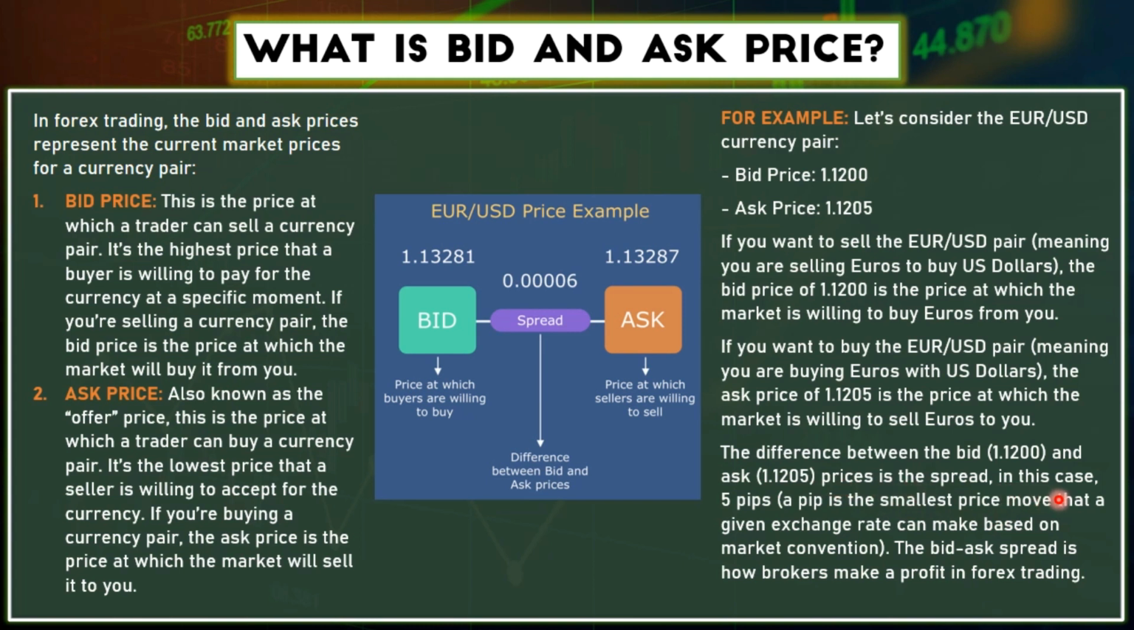In this case, the spread is 5 pips, where a pip is the smallest price move that a given exchange rate can make based on market convention. The bid and ask spread is how brokers make their profit from you. That's why most forex brokers don't take commission. They only make their money from the bid and ask price spread. But with time you will understand this better. Just know the basic difference between the bid and ask price.